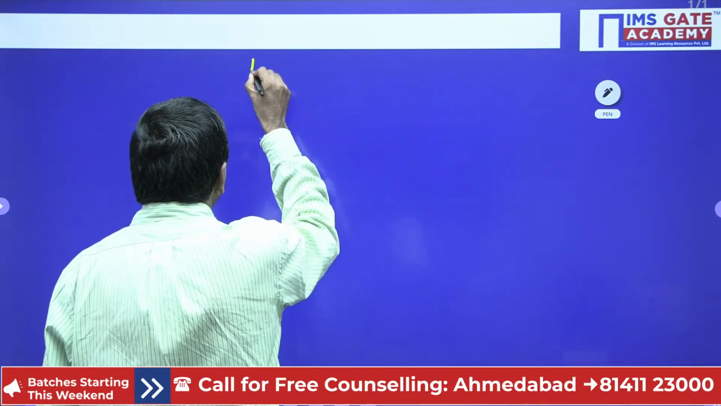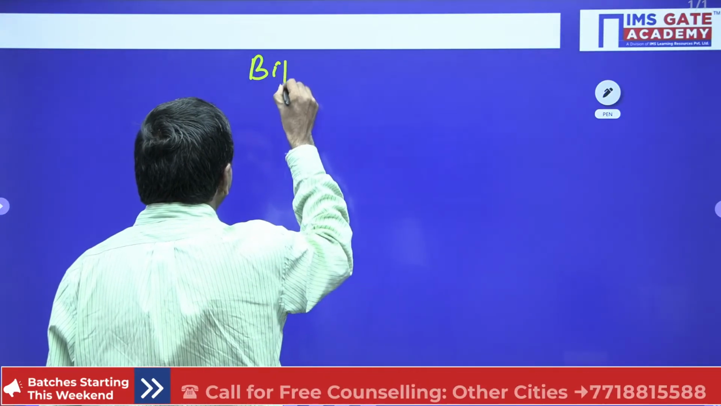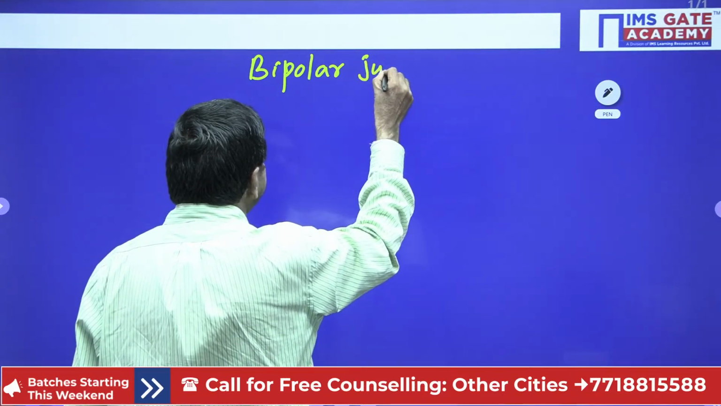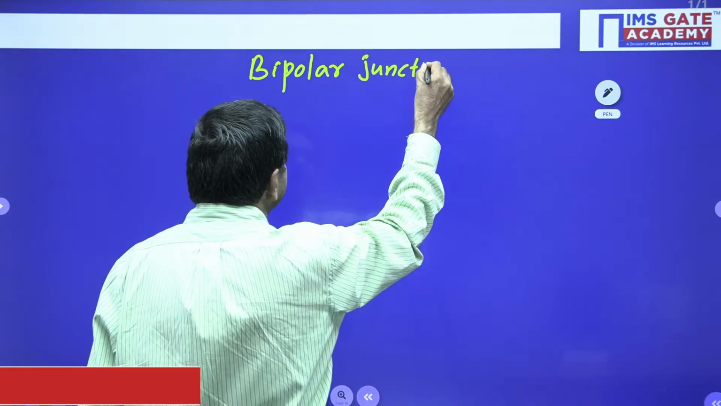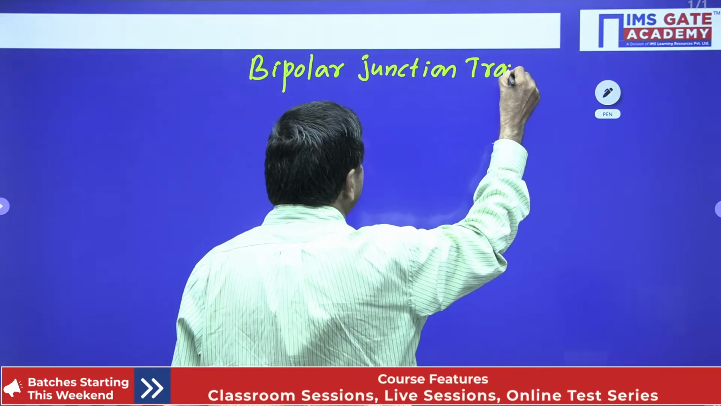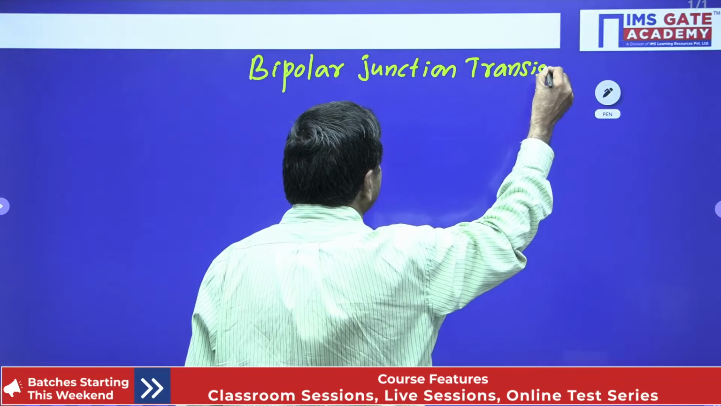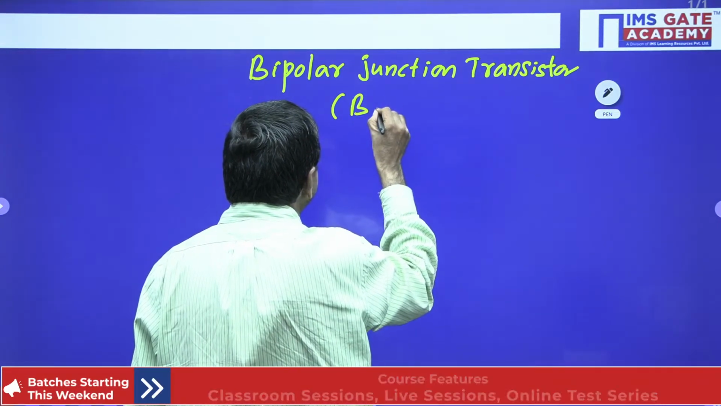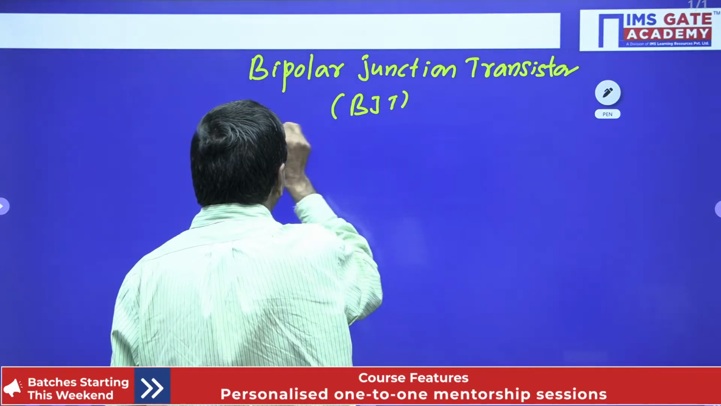Bipolar junction transistor. You can say BJT. We can put it like this.